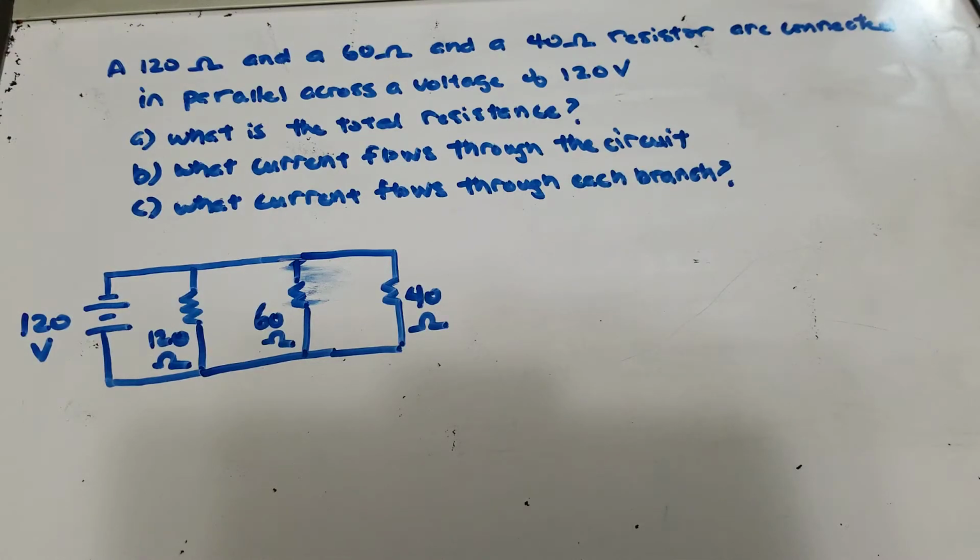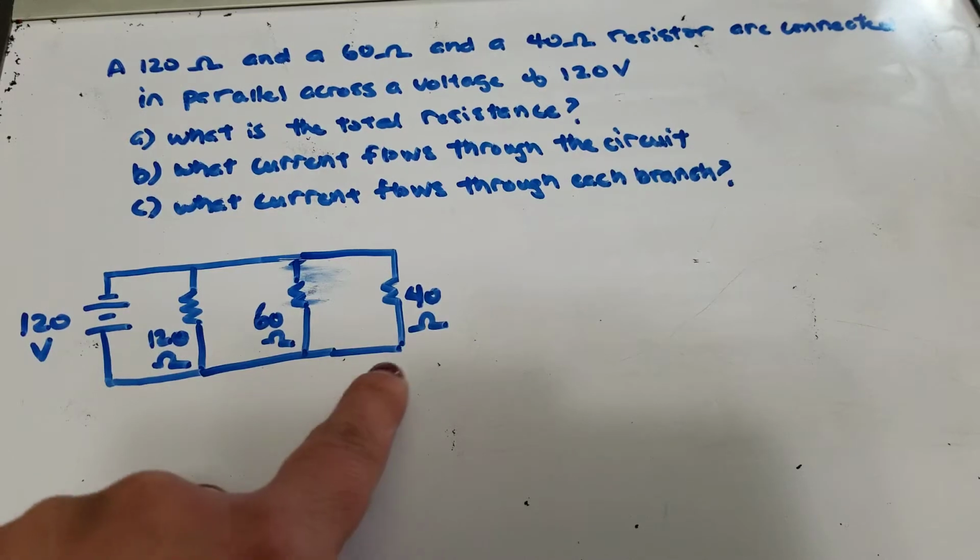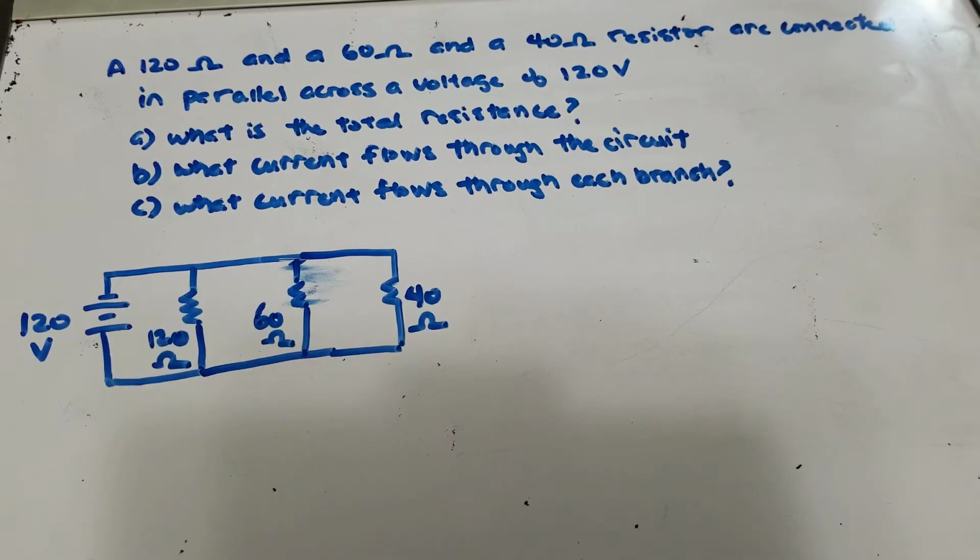B, what current flows through the circuit? And C, what current flows through each branch of the circuit? So I've drawn a quick sketch of what the circuit would look like. I have 120 volts here, I have a 120 ohm resistor here, a 60 ohm resistor here, and a 40 ohm resistor there. So the first question says, what is the total resistance?